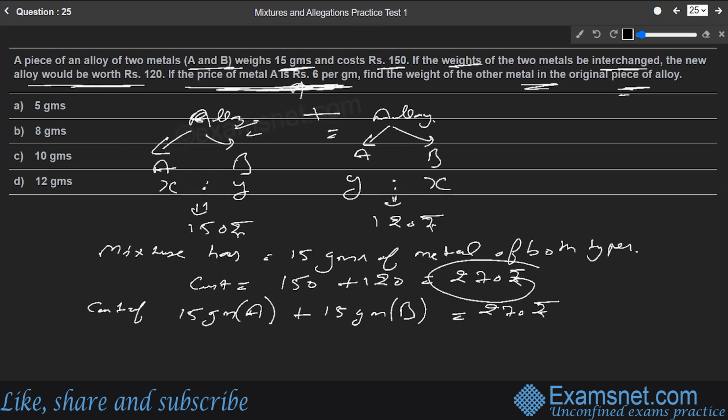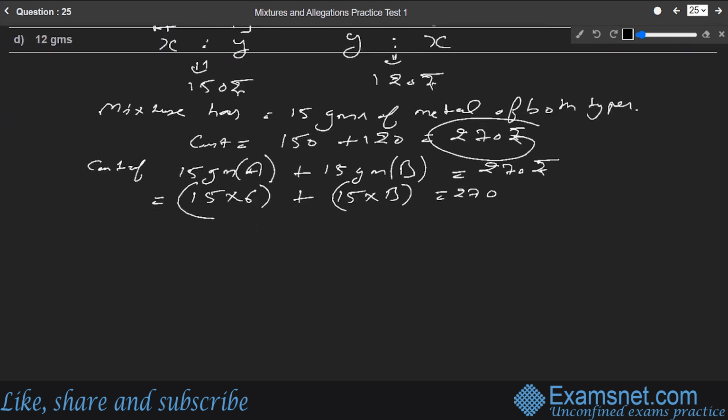Now the price of metal A is rupees 6 per gram, already given to us, so we can put it in here. If 1 gram's price was 6, then 15 grams' price will be 15 into 6. Plus the next metal's price is not known to us, so we can assume that as B. So 15 into B should be equal to 270. If we solve this equation, we can find out B, that is, the price of the metal B.